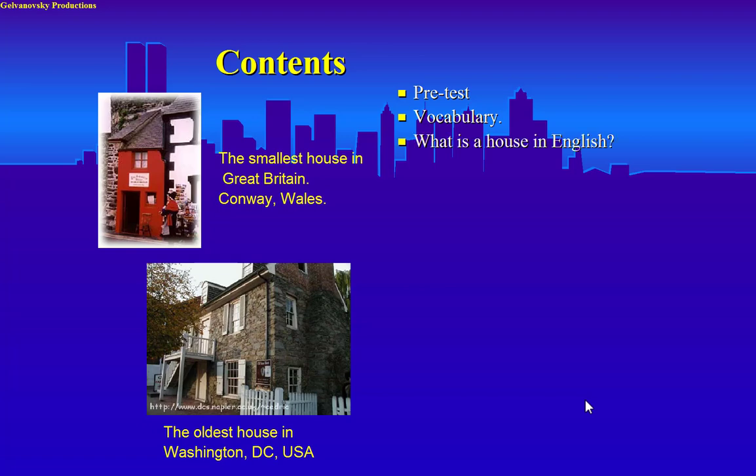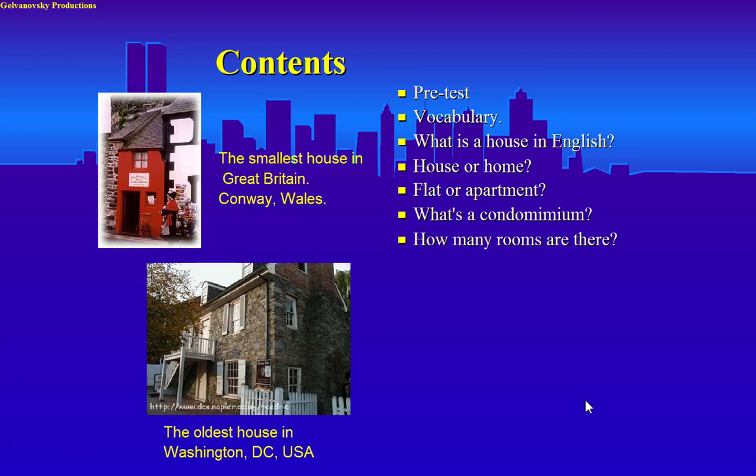Then we'll continue with the houses. We'll talk about what is a house in English. We'll see the difference between house or home. We'll see how flat is different from an apartment, if it is different. We'll talk about what is a condominium. I will tell you how the English speakers count rooms in their flats or apartments or houses.